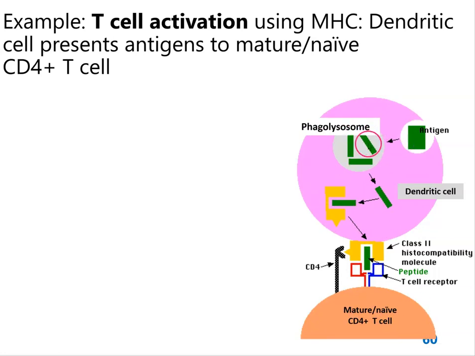And so a dendritic cell, its whole job is to show things to T cells. So it has a system for taking proteins out of the phagolysosome, loading them onto MHC class 2, and then displaying that at the cell surface. So that's what this is.